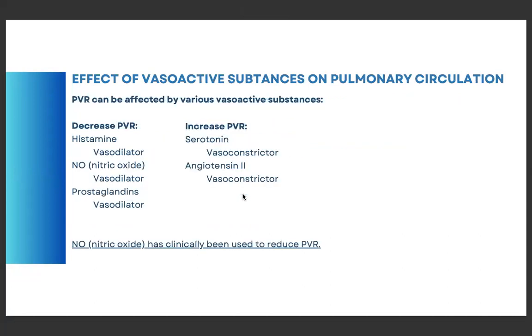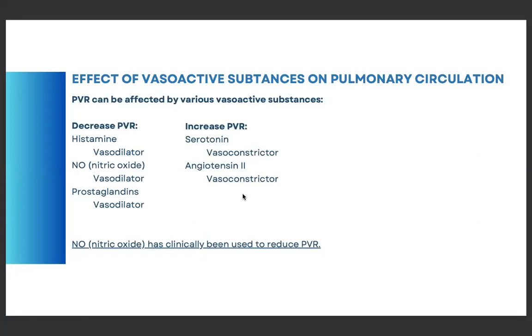So now for the effect of vasoactive substances on pulmonary circulation. Pulmonary vascular resistance can be affected by various vasoactive substances by affecting the tone, so dilation or constriction of the pulmonary blood vessels. Listed on the right are substances that decrease pulmonary vascular resistance, hence they increase blood flow. Starting off with histamine. Histamine is a vasodilator, meaning it promotes the relaxation and the widening of these blood vessels. In pulmonary circulation, histamine leads to vasodilation, reducing the resistance and increasing the blood flow.